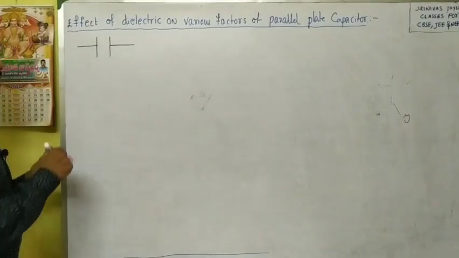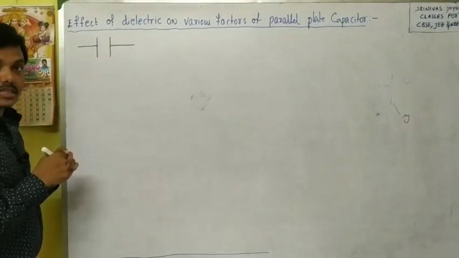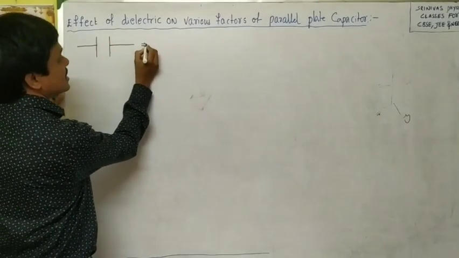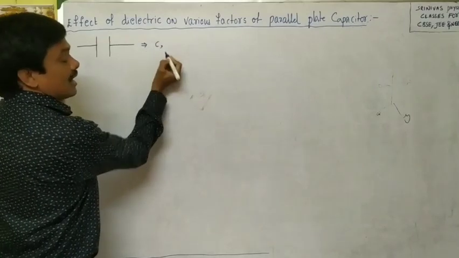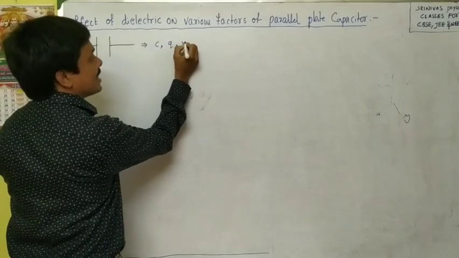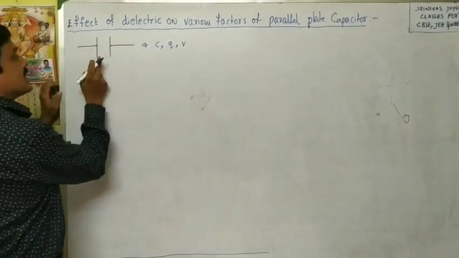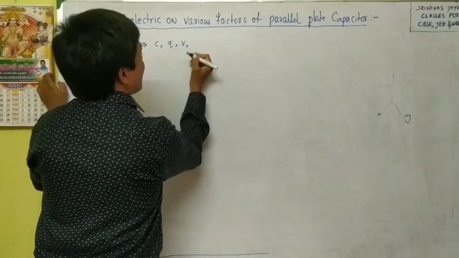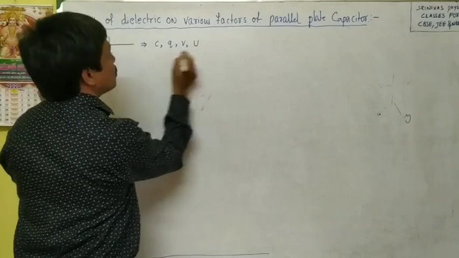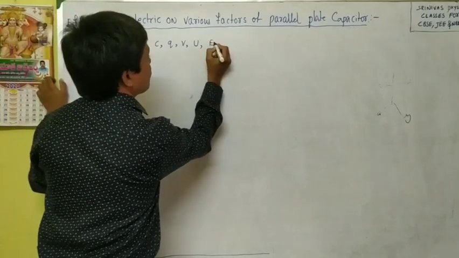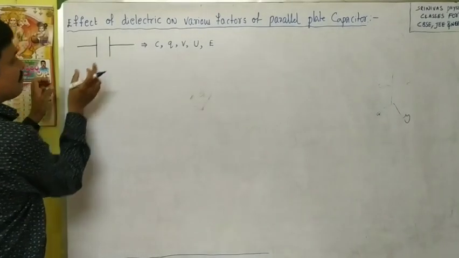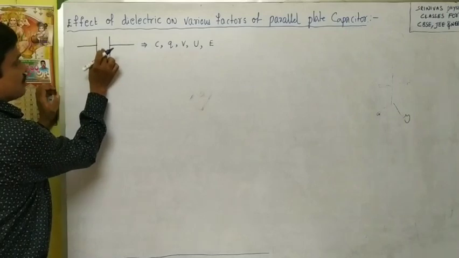I will explain. For example, this is a capacitor, and now it is charged. Its capacitance we can take as C, and it is charged to a potential V, and the charge stored on the capacitor is Q. The energy stored in the capacitor is U, and the electric field between the plates of the capacitor is E.